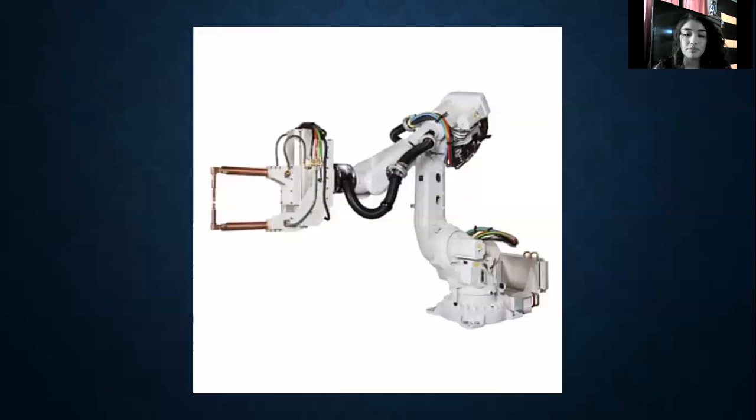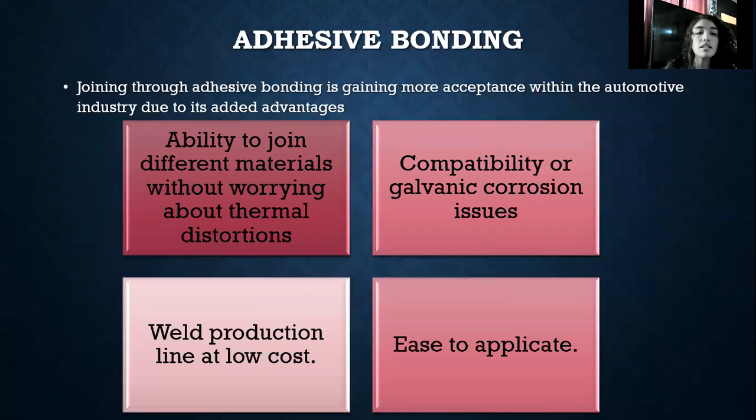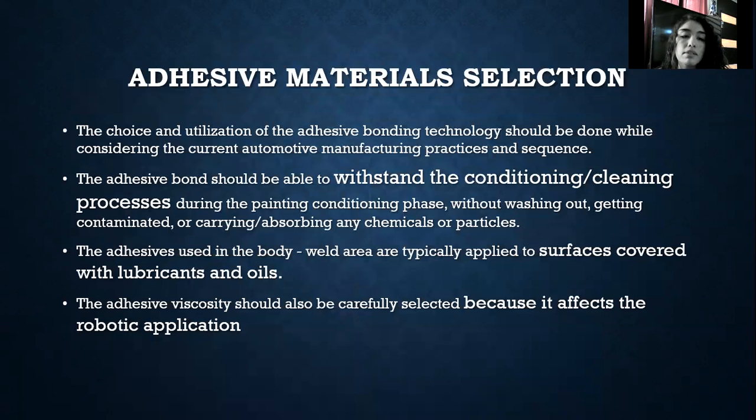robotic spot welder. Adhesive bonding is becoming more accepted in the automotive industry because it has a lot of advantages: the ability to join different materials, and no compatibility or galvanic corrosion issues. What does that mean? That you can also use it with polymers, with plastics, and it produces lightweight welds at low cost and is easy to apply. It's very good.